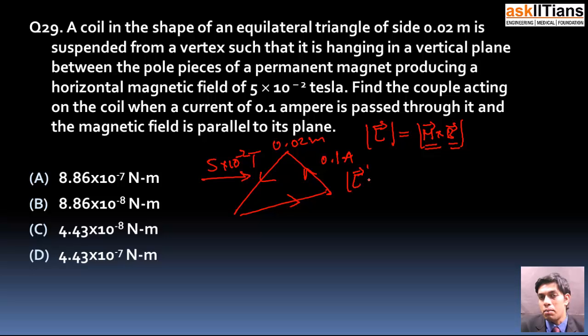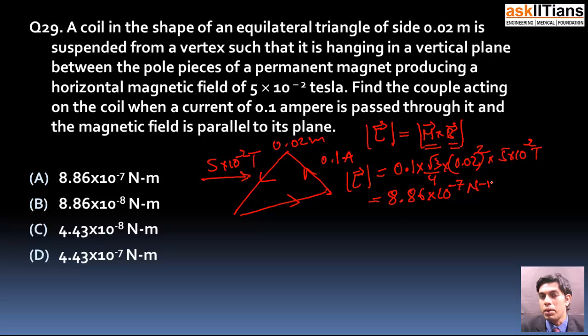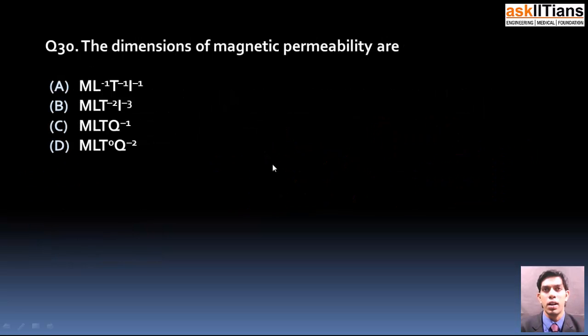So the torque or the couple is basically equal to, substituting the different values, the current in the circuit is 0.1, the area of the equilateral triangle is root 3 by 4 a squared, a being 0.02 meter, and B is 5 into 10 to the power minus 2 Tesla. If you substitute all these values, which we have done already, we found that the value of the torque is 8.86 into 10 to the power minus 7 Newton meter. Hence, A is the correct answer. So let's move on to the last question.